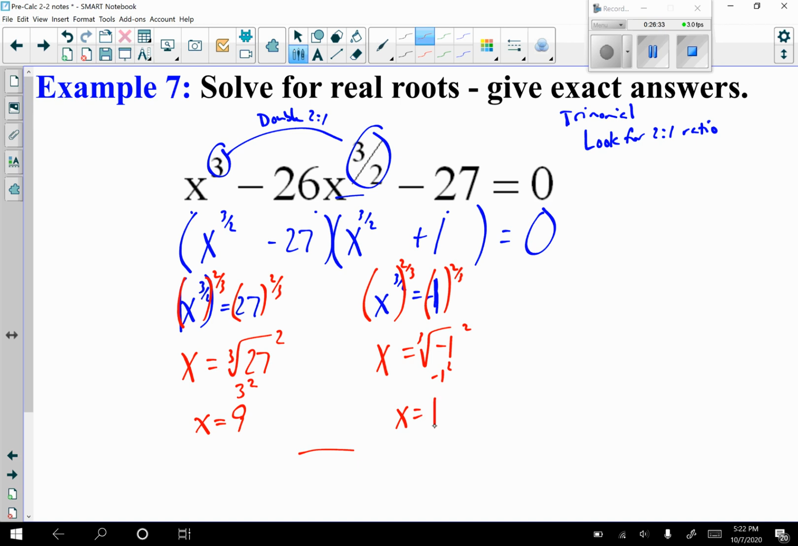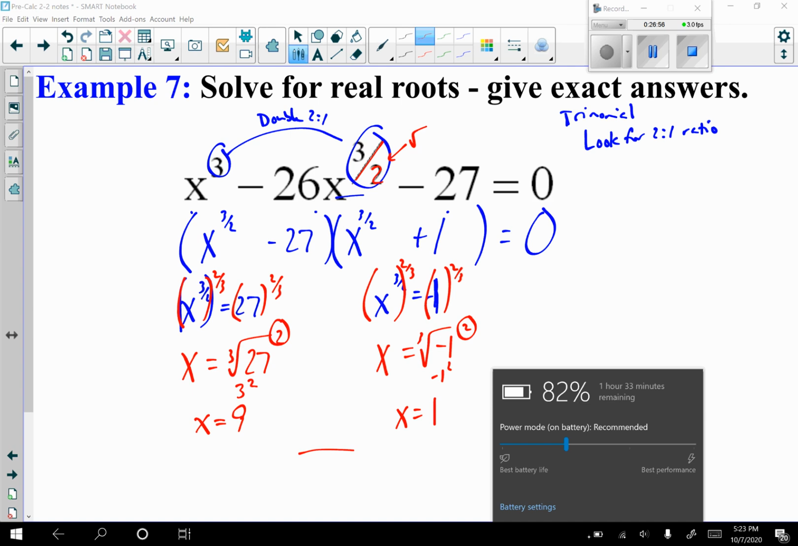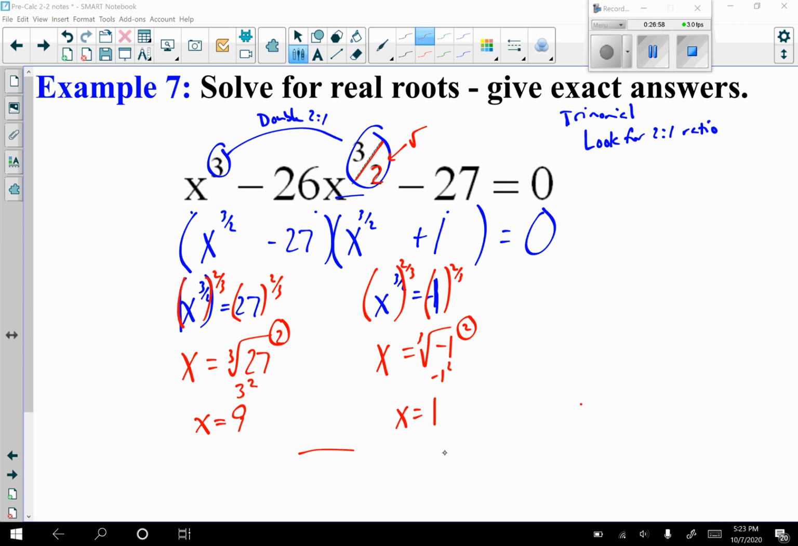Now, there's something we didn't see on this that's a big clue, though. This over 2 up here, remember that means square root. When we had square roots in other problems, we solved by squaring, and we got extraneous solutions. You do always want to check your answer. We squared things here, so check your answers. Now, these might be a little bit harder to check.